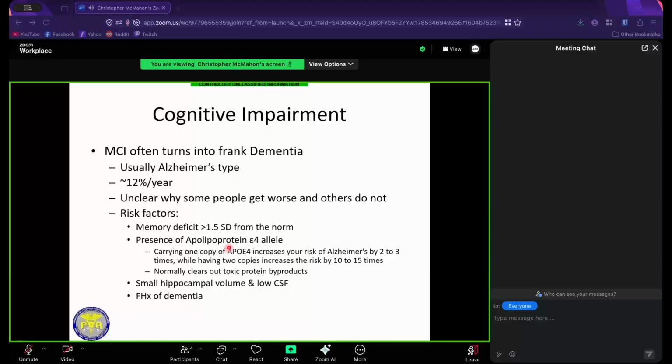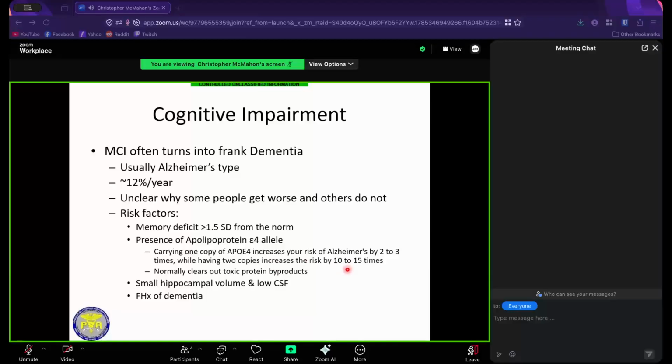Pay attention to this. I'm not going to ask a crazy test question, but for whatever reason, the exam loves asking about these things. The presence of this apolipoprotein, APOE, is just how to say it in typical English. Carrying one copy of this gene increases your risk of Alzheimer's by about 2 to 3 times, and having 2 copies of it doubles it.